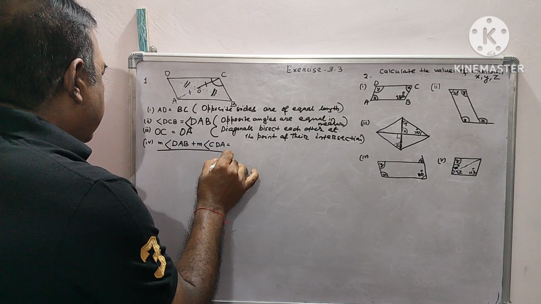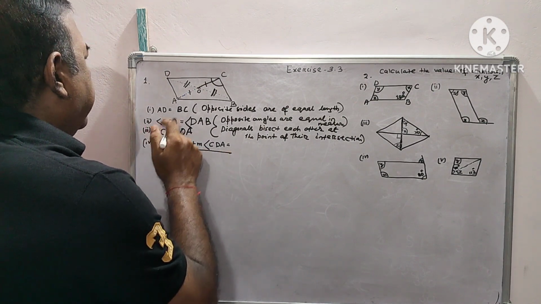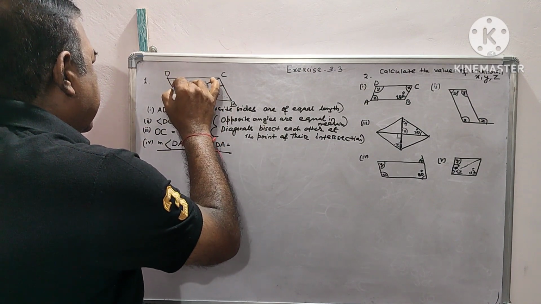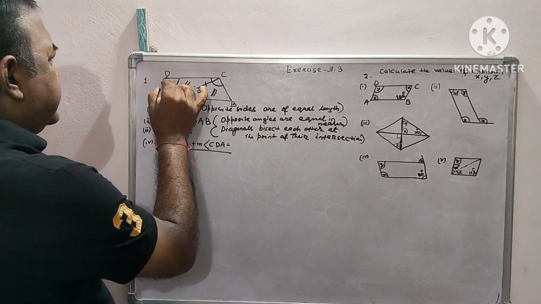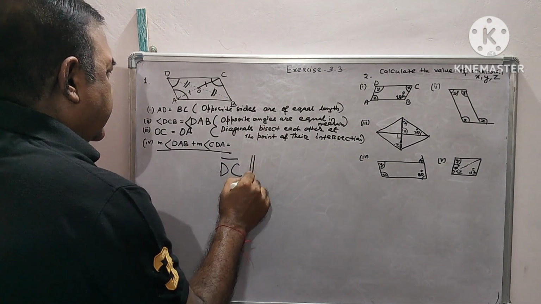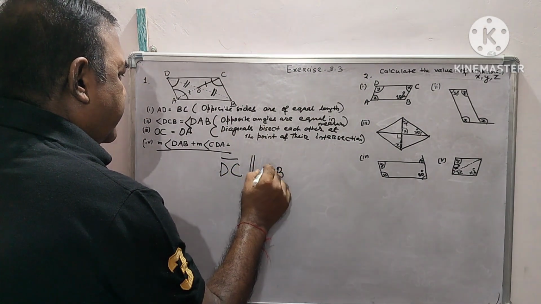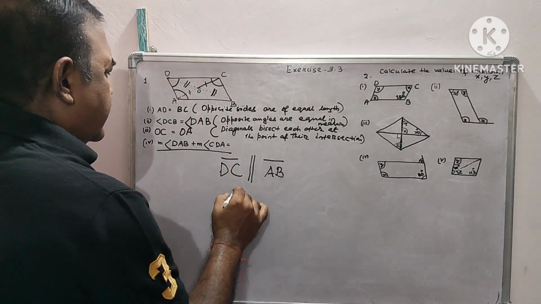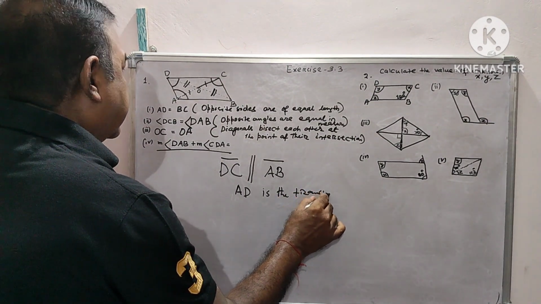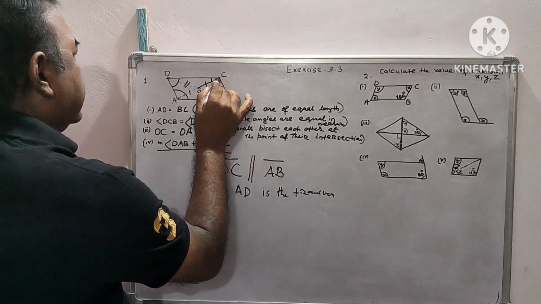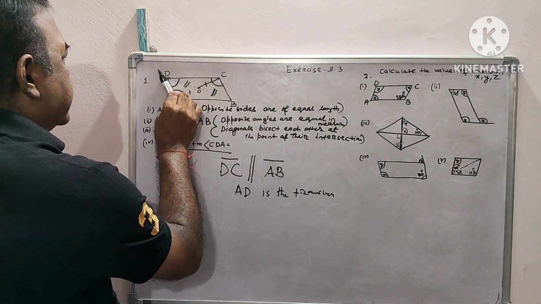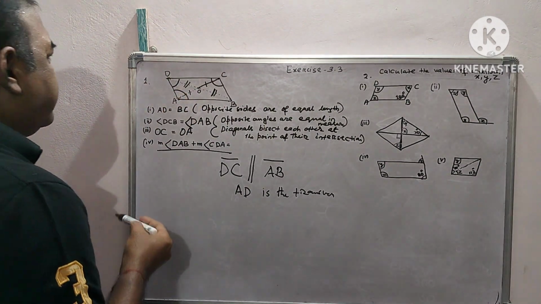And you see the last one, what it has been given. Measure of angle DAB, this angle, plus measure of angle CDA, this angle. And you see DC, the line segment DC is parallel to line segment AB, and AD is the transversal. So you see, this is parallel to this. So there are two parallel lines here, both AB and DC. AD is the transversal. So what do we know about this?